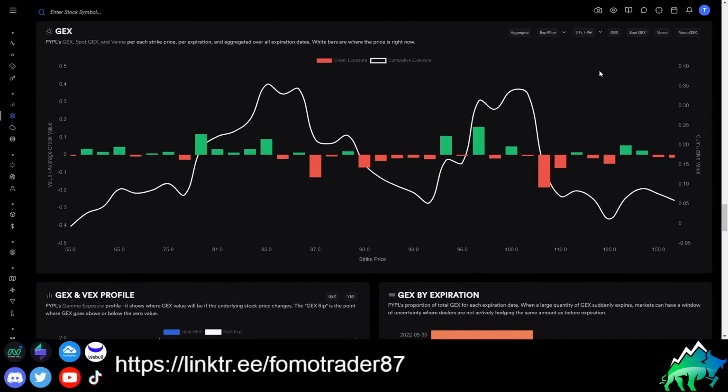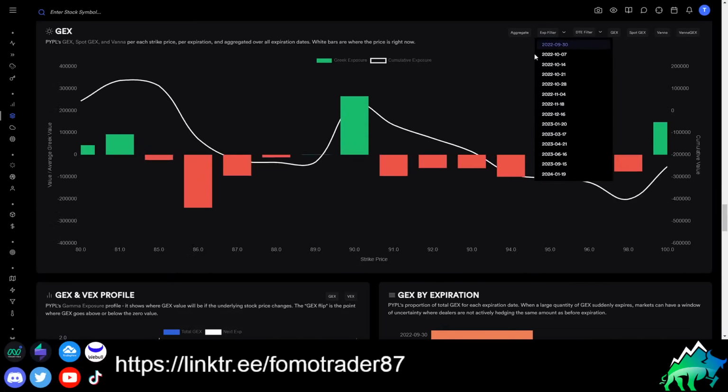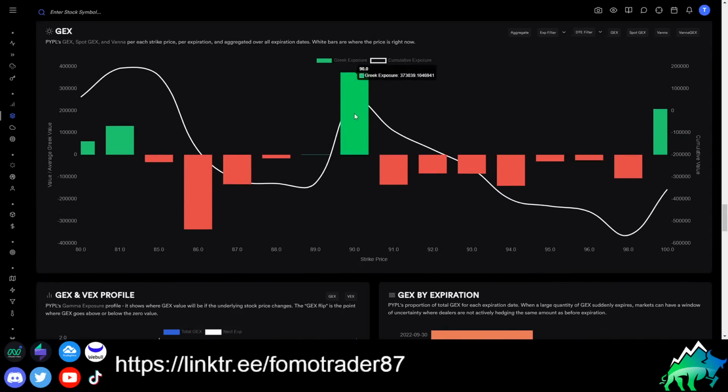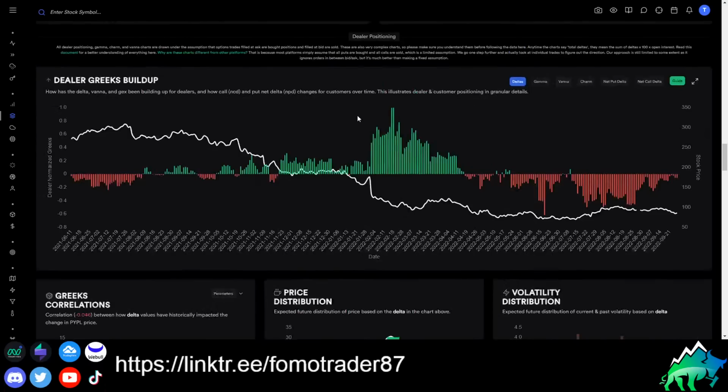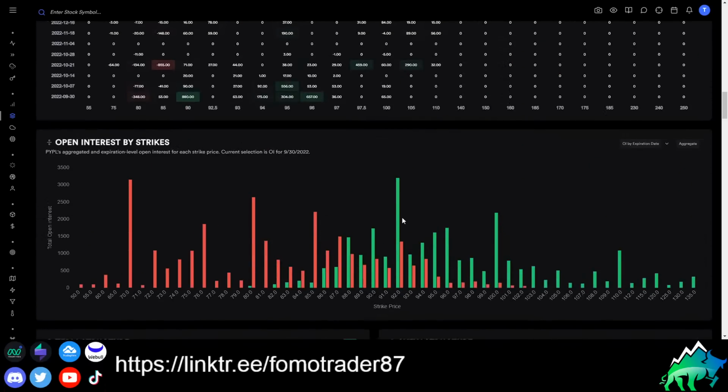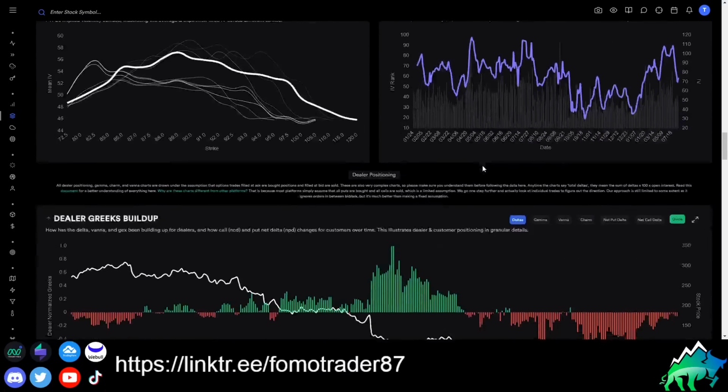Then our GEX level right now, our biggest GEX is at 97.50 for an aggregated view, which means across all expirations. But if we look at 9:30, we can see that our biggest GEX level is at the 90. So we have a big positive GEX at 90, as well as big open interest to the call side at 92 and 90. So that could typically act as a magnet.